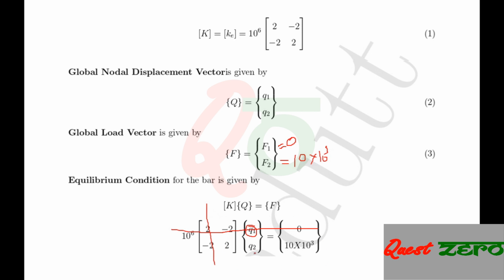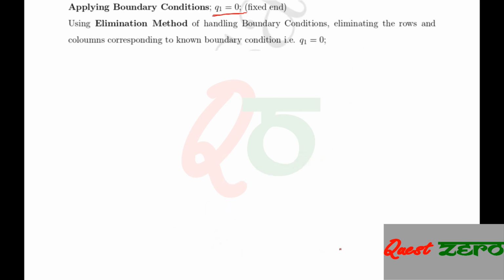So in this equilibrium equation, if we eliminate the first row and the first column, what remains is 2 into 10 to the power of 6 into Q2, and this is equal to 10 into 10 to the power of 3. Simplifying this, I'll obtain the value of Q2 as 0.005 millimeters. So now the displacement at node 2 is obtained.